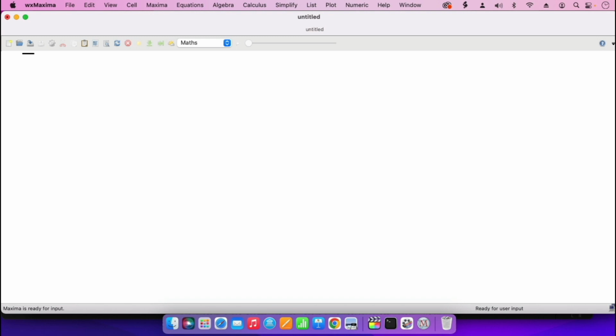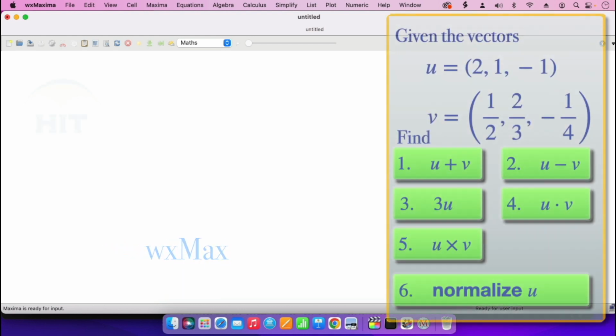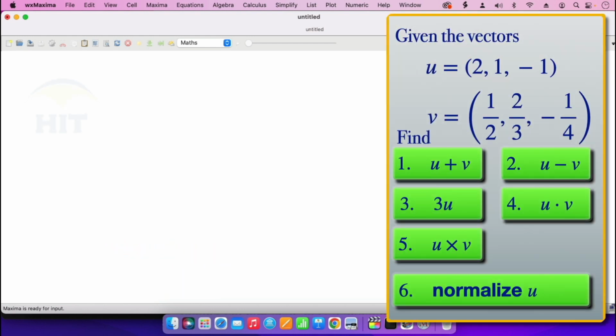In this tutorial, I'm going to look at some basic operations on vectors. To do that, I'm going to use the vectors which are appearing on the right there for illustration. The first step is to enter the vectors, the u and the v. So I'll enter my u.